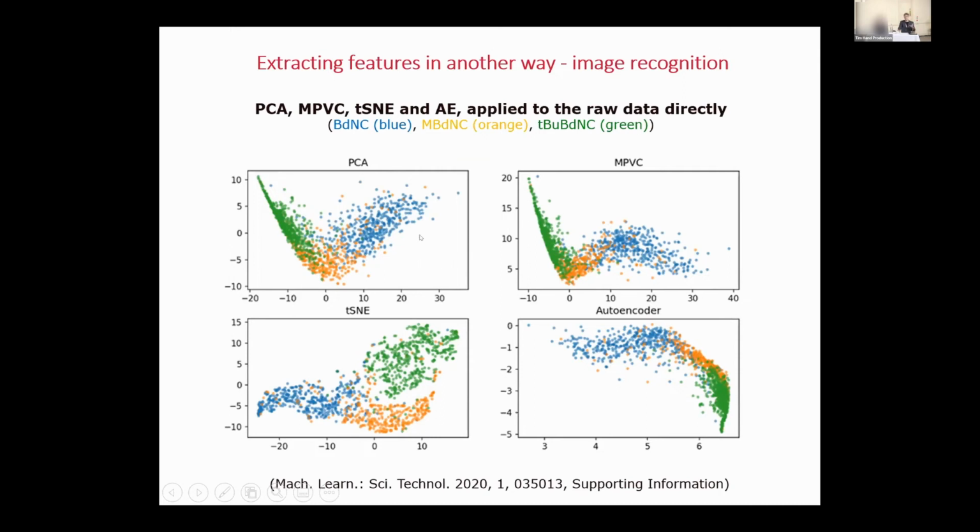are kind of separated, but not really, right? They fall into different areas of the cluster plot, but we don't see distinct clusters with them, and that was the case also for TSNE, or the autoencoder applied to the raw data.